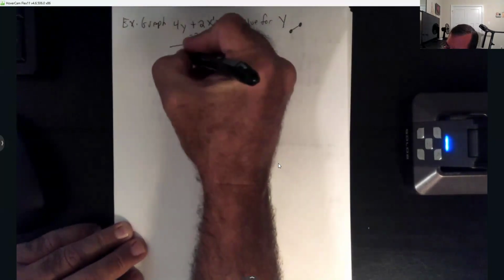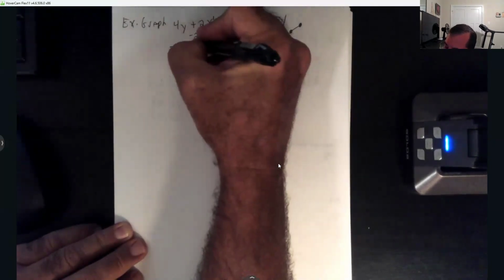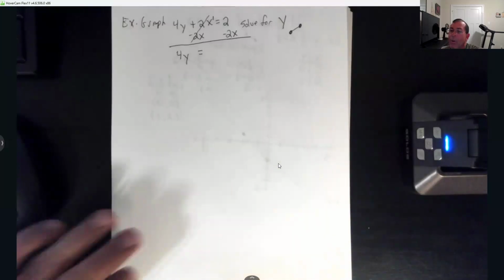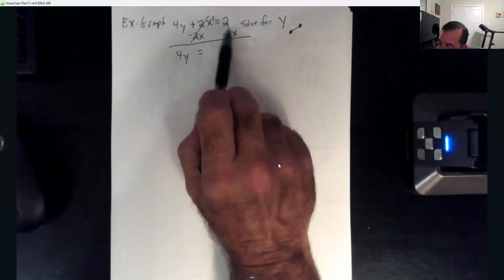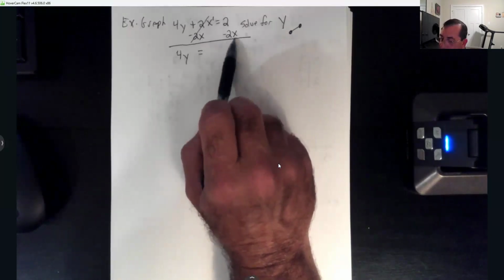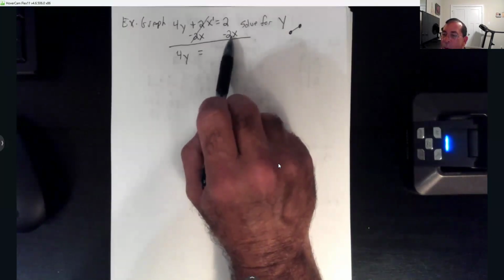So y'all, on this side, the 4y comes down. That stuff cancels on the left side. Now, what gets people a lot of trouble? These are not like terms. I cannot do 2 minus 2 on this one.